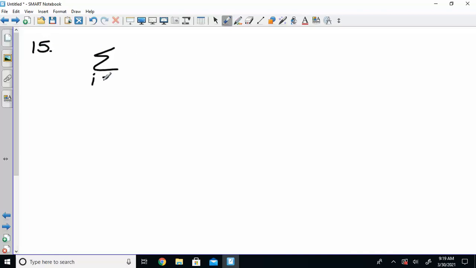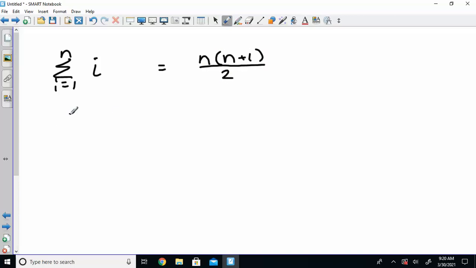Number 15, we have to know these summation rules. Let's check real quick. What's the rule for just adding up something to the first power? Okay. You might jot these down and study them tonight if you're not sure about them. How about i squared?